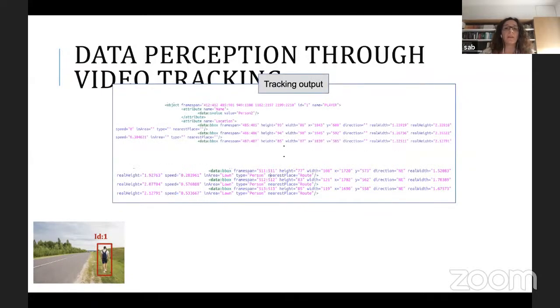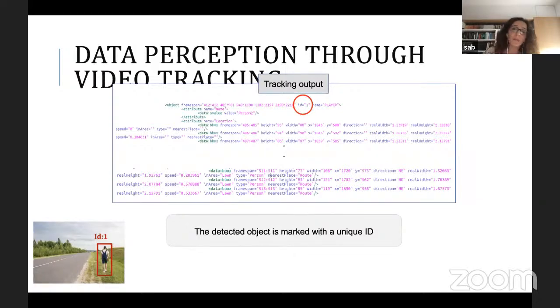in a file, an XML based file, where all the information about the tracking is collected. So, for instance, just to give a simple description, this is a simple file, a possible description of this scenario. Here we have, for instance, the ID, the identifier that the tracking associated to this object, this moving object in the scene.